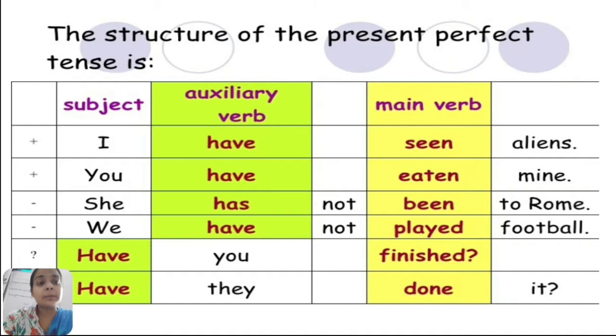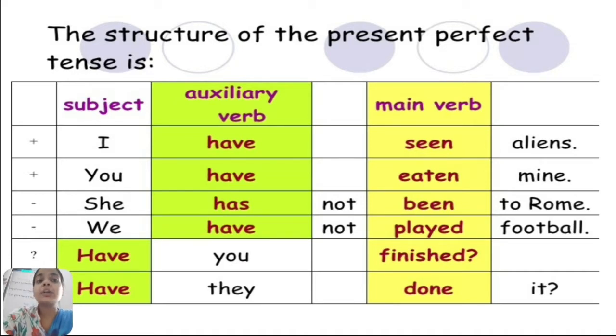Now here in this table, as you can see, the structure for forming sentences in present perfect tense is subject plus auxiliary verb. Auxiliary verb, as I said, is either has or have, depending on the subject. Then the main verb will be in the past participle form and the rest of the sentence, like I have seen aliens, that's an affirmative sentence. You have eaten mine. For negative sentences, we simply add not after the auxiliary.